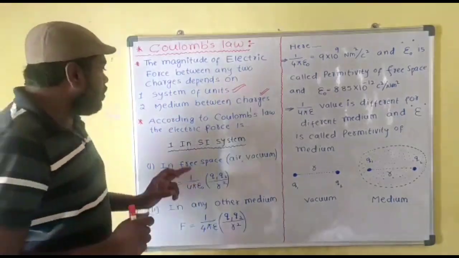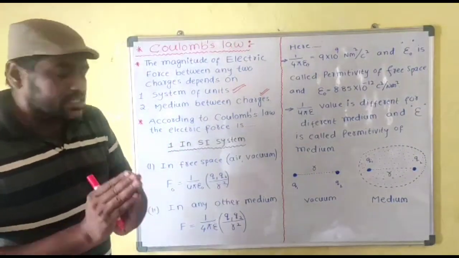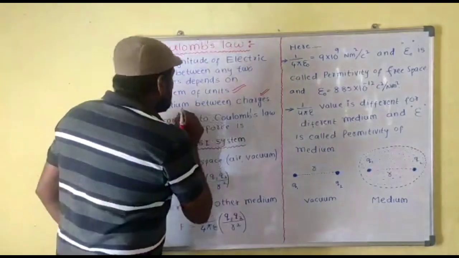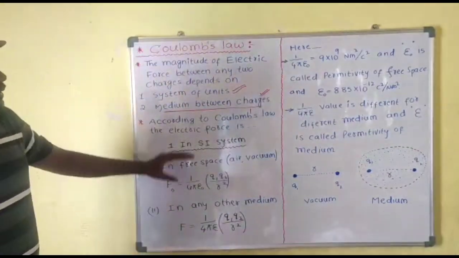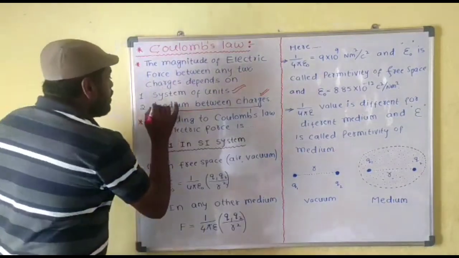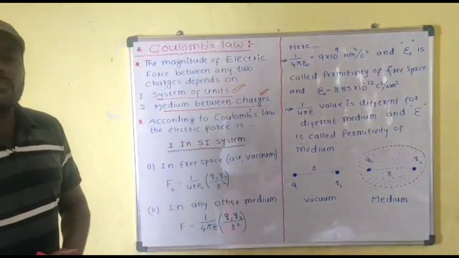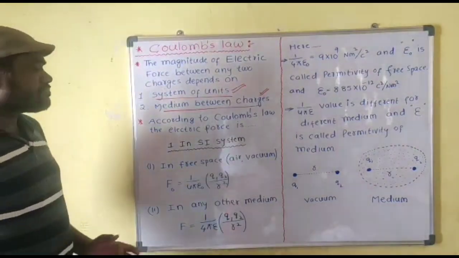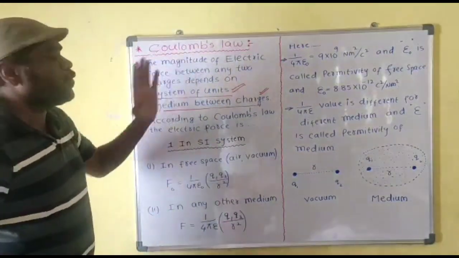So the magnitude of the electric force between any two charges also depends on the medium between the two charges. Therefore, the magnitude of the electric force depends on two important parameters: the system of units, and the medium between the two charges. Next, how do we find this magnitude? That is given by Coulomb's law.